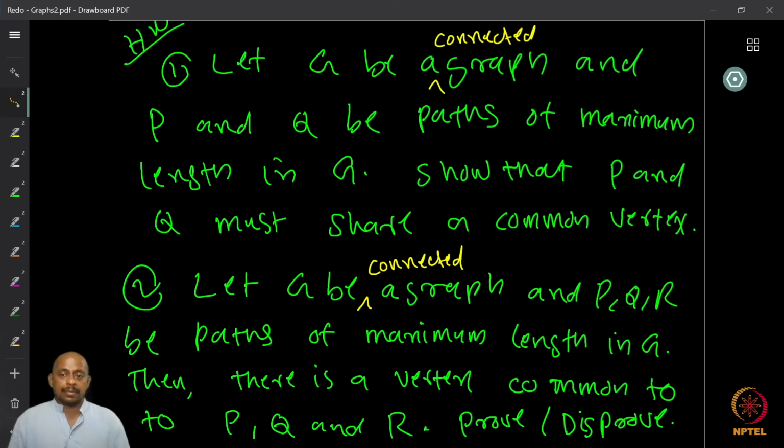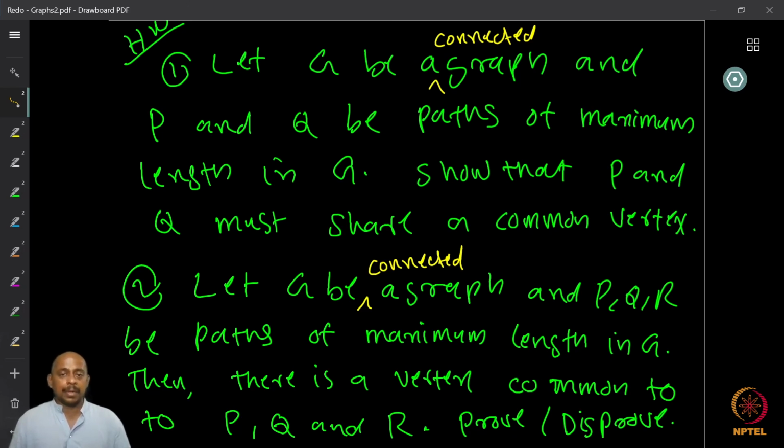So here are some homework questions. Let G be a connected graph, and P and Q be paths of maximum length in G. Show that P and Q must share a common vertex. This is a nice homework problem. Then, if G is a connected graph and P, Q, R are paths of maximum length, can you show that there is a vertex common to all three paths P, Q, and R?